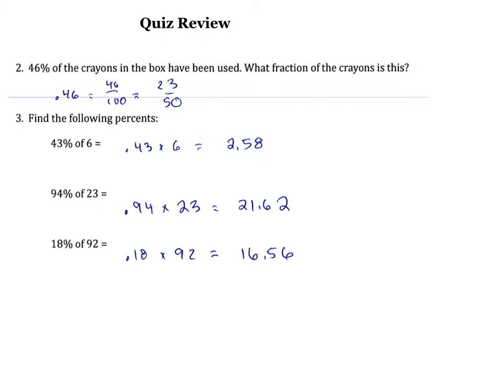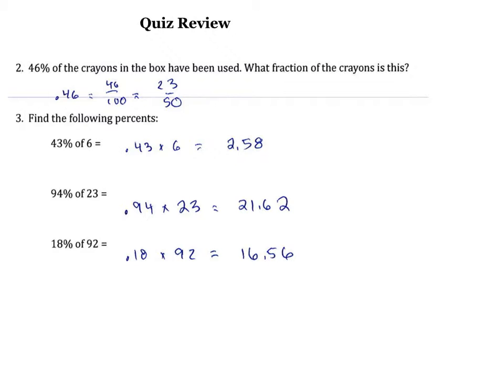When we look at the word "of," it equates to a multiplication symbol. So 0.43 times 6 equals, and that's our answer. We get 2.58. Now, you could also set this up as a proportion if you like. We can look at that for the next one.